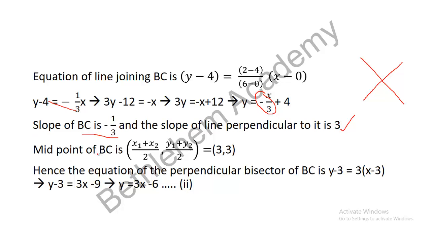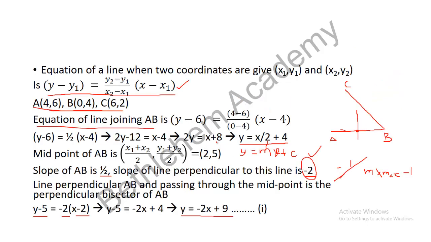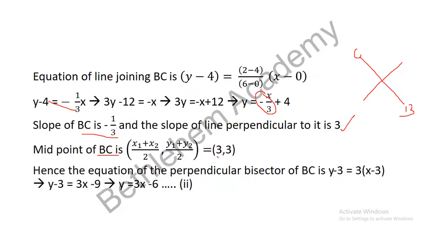Then what is the midpoint of the line BC? So this is my B, and that is my C. What is the midpoint of that line BC? Again I will use the same formula, x1 plus x2 by 2, y1 plus y2 by 2, that is equal to 3 comma 3. If you evaluate it, x1 plus x2 by 2 is 0 plus 6 by 2, y1 plus y2 by 2 is 4 plus 2 by 2, that is 3 comma 3. This is my midpoint. So I know now the slope of this line is 3, and also that it is passing through 3 comma 3.